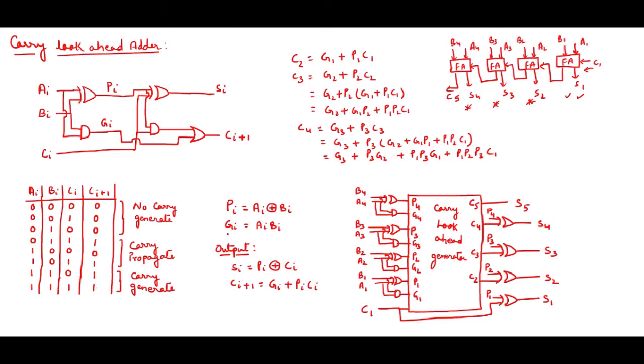Accordingly, I have taken out three equations over here. You see Pi in the circuit: Pi is nothing but Ai XOR Bi. Gi is nothing but Ai AND Bi. This is carry generate, the last one. When Ai ANDed with Bi and both are 1 and 1, I am getting a carry compulsorily, so carry generate. The output equation: Si is Pi XOR Ci, simple. And Ci plus 1 is nothing but Gi plus Pi Ci. That I have mentioned before. So this is the output equation which will give me the final output, right?